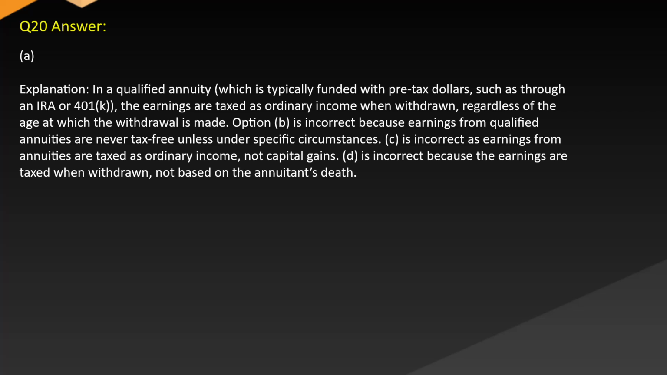Answer. A. Explanation. In a qualified annuity, which is typically funded with pre-tax dollars, such as through an IRA or 401k, the earnings are taxed as ordinary income when withdrawn, regardless of the age at which the withdrawal is made. Option B is incorrect, because earnings from qualified annuities are never tax-free unless under specific circumstances. C is incorrect, as earnings from annuities are taxed as ordinary income, not capital gains. D is incorrect, because the earnings are taxed when withdrawn, not based on the annuitant's death.